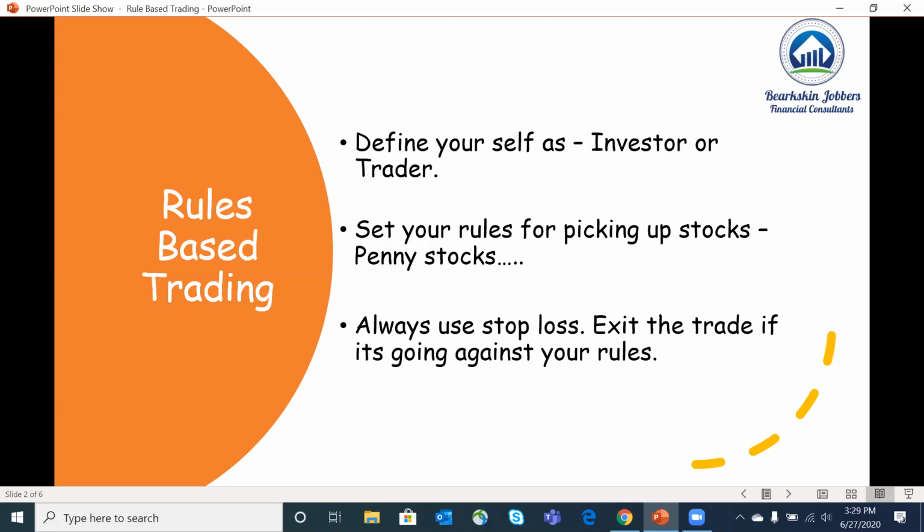Next, set your rules for picking up stocks. You need to have your own rules. In our group, mostly what I see is that we are dealing with stocks which are not more than about $20, and most of the time it is less than $1. So I can say penny stocks. It all depends upon you. If you are comfortable trading in penny stocks, go for it. If you are not, then stay away from that.